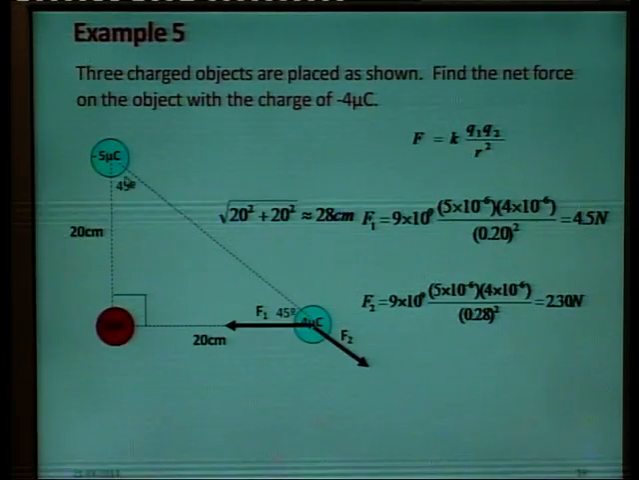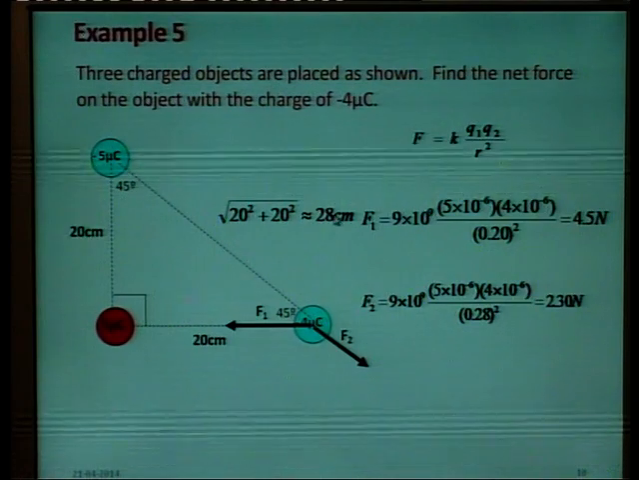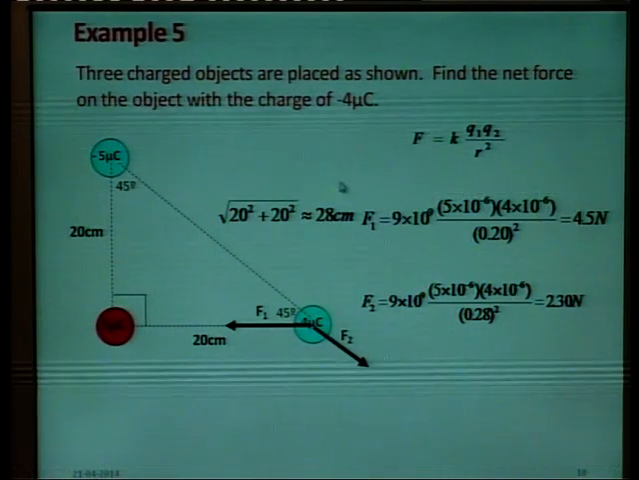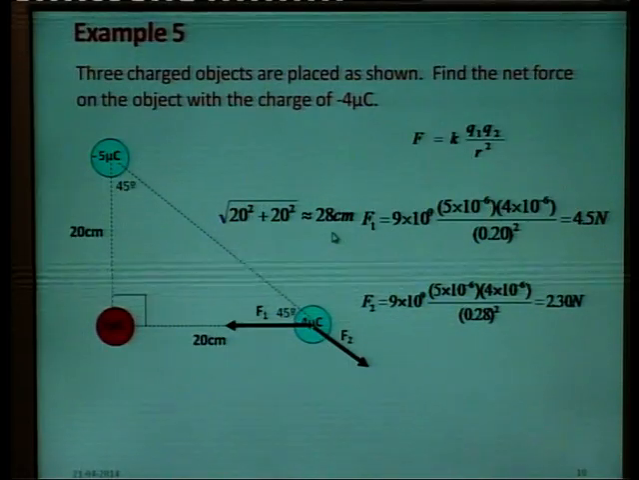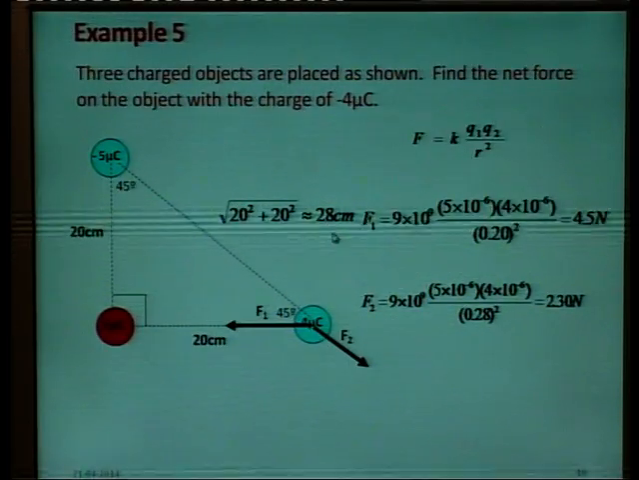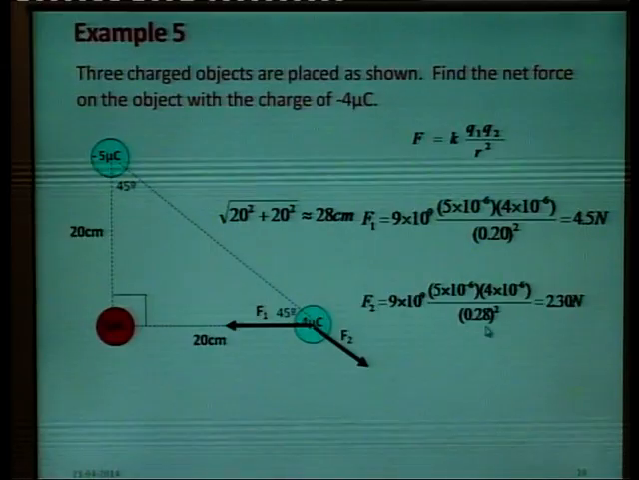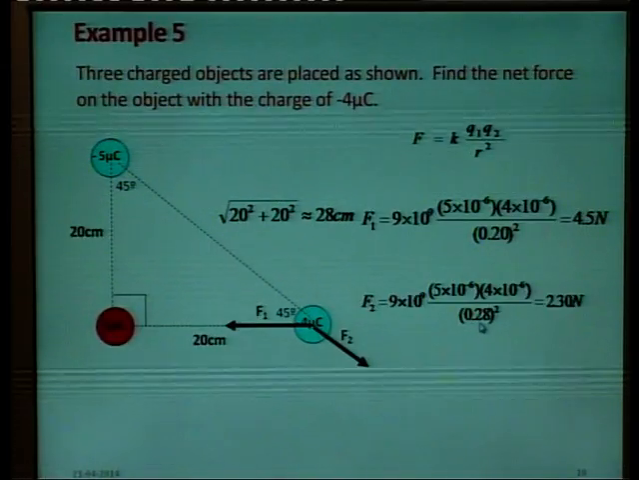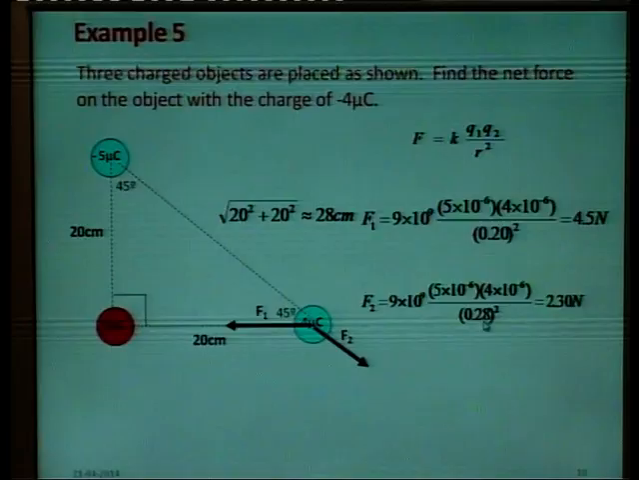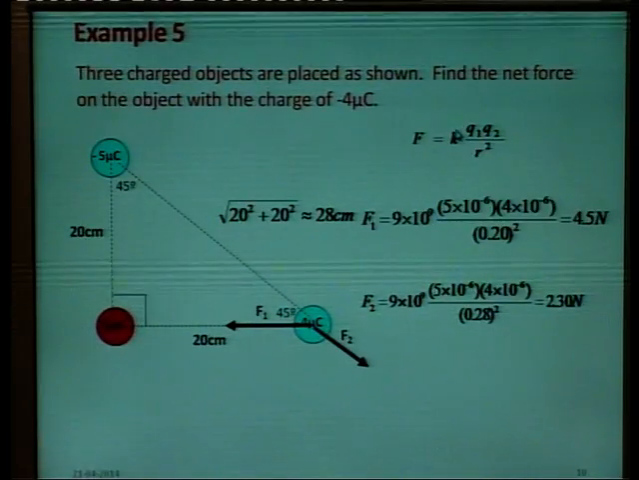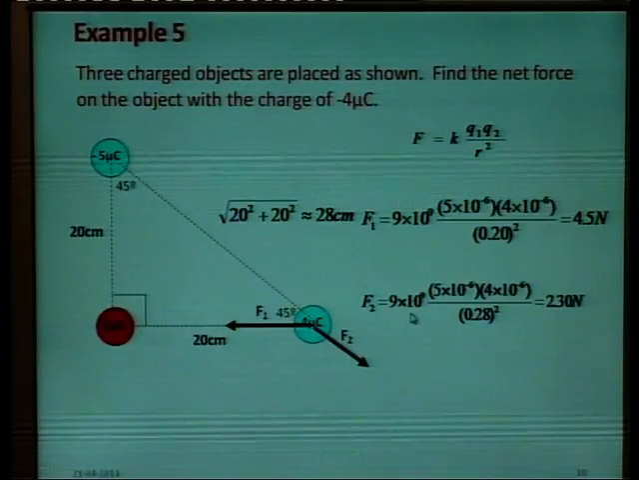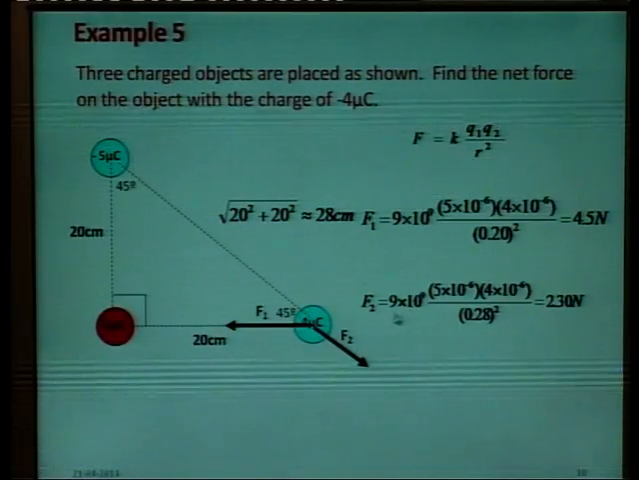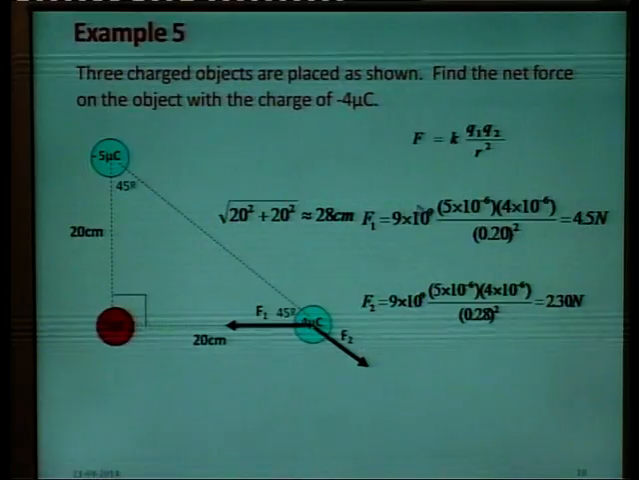Now, this distance between -5 and -4 we have already calculated it to be 28 centimeters. 28 centimeter is the distance. So, here R will be 28 centimeters. How many meters? 0.28 meters. Formula remaining the same. You get K here as 9 into 10 to the power 9. That is the standard value of 1 over 4 pi epsilon naught.